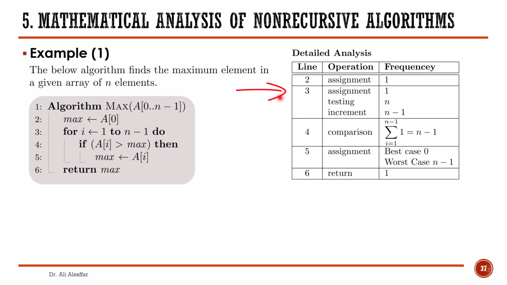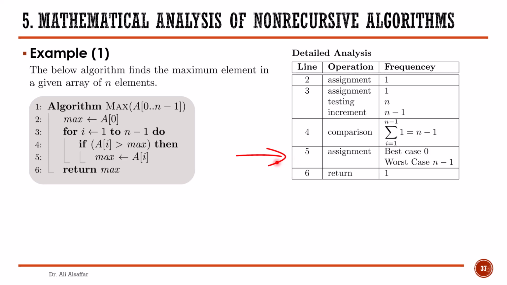The loop condition is checked n times, that is once for each iteration plus one final check that causes the loop to exit. And the increment operation is performed n-1 times, once at the end of each iteration. At line 4, we have a comparison operation that repeats n-1 times. Now, when analyzing the assignment operation at line 5, we need to consider different cases because its execution depends on the condition at line 4.